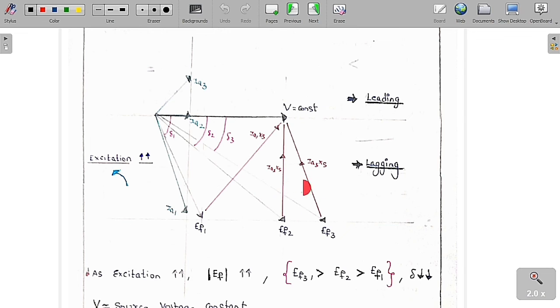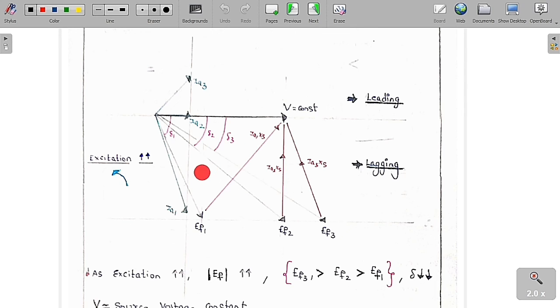Again I increase the excitation, then the current IA is going to be in this manner. EF3 is going to increase its magnitude, and if you add this vector with the IA3 XS, you are going to get it in this direction. If we add these two vectors, we are going to get the supply voltage as a constant value. In this region, you can see clearly the current is lagging the EF value, so we said it is a lagging power factor, but here the current is leading the EF value, so it is said to be a leading power factor. This is what you always need to keep in mind: whenever the excitation increases, the current is moving from lagging power factor to leading power factor.